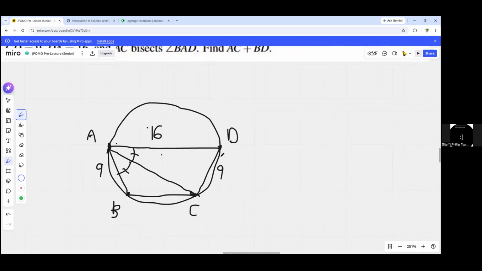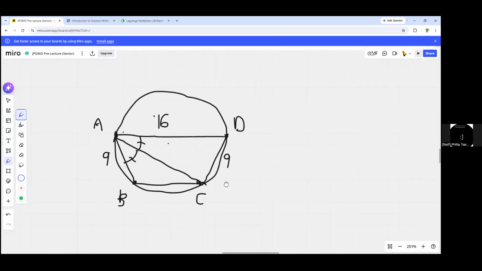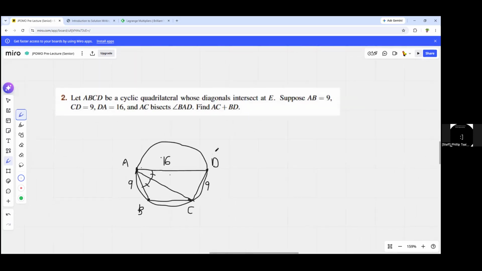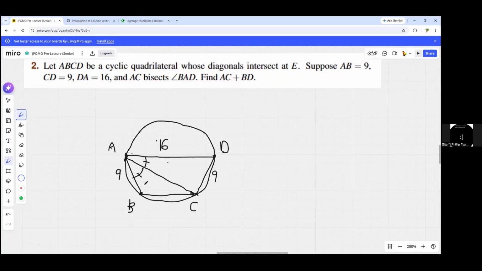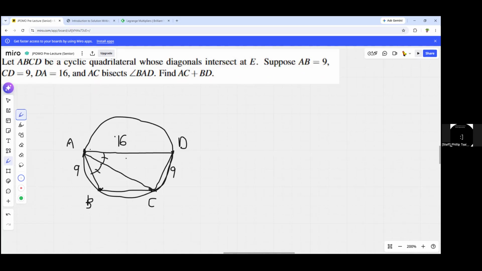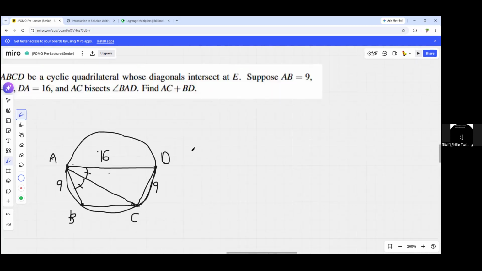Oh, sorry, Andrew, I didn't read your message. You can use the bisected angle to find the other length. Yes, actually. For this problem, notice that since they're inscribed in a cyclic quadrilateral, angle CAD subtends arc CD and the angle BAC subtends arc BC, right?